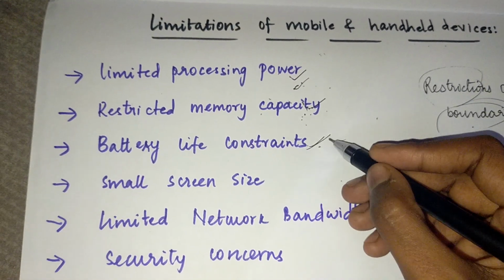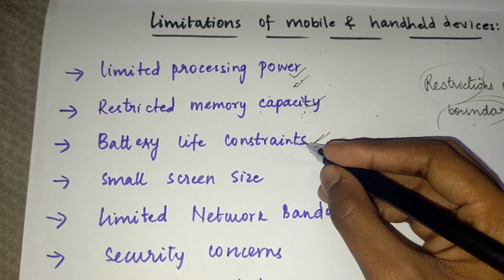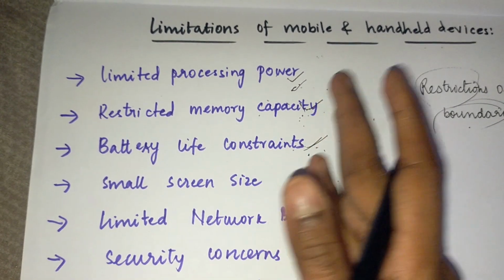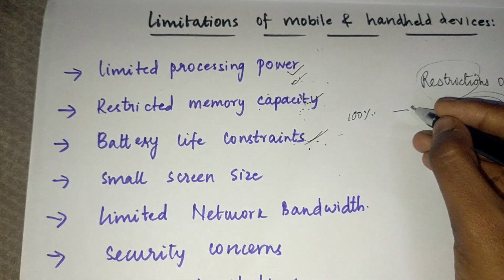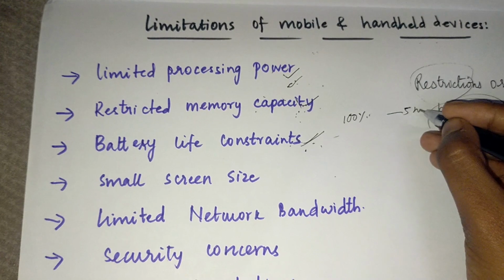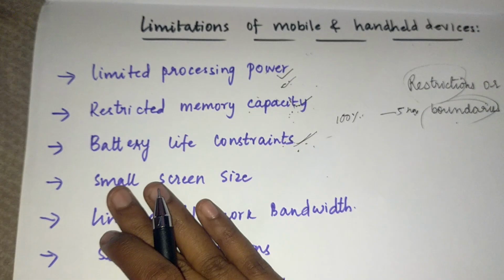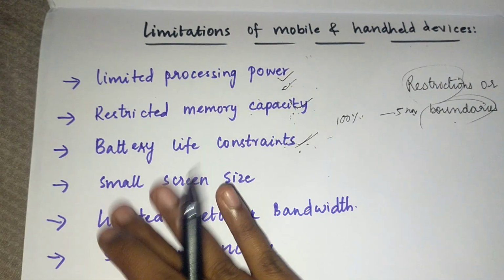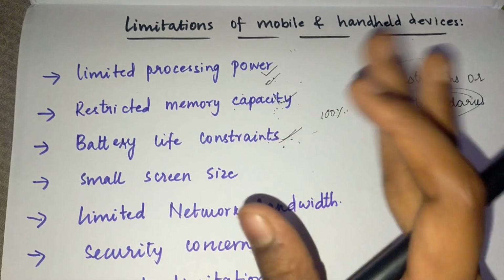The next one is battery life constraint. These mobile devices are battery dependent, and their usage time is constrained by battery life, requiring frequent charging. Suppose you want 100% charge, then if you charge for 5 hours, your phone will be full. They are battery dependent. If there is no battery, will your phone work? No, it will not. So their usage is constrained by the battery life, and it requires frequent recharging.